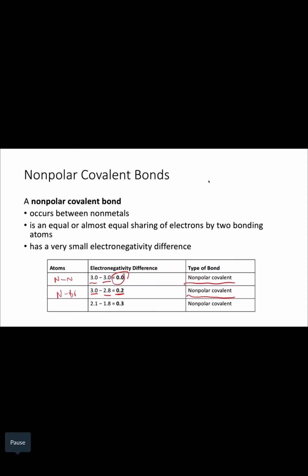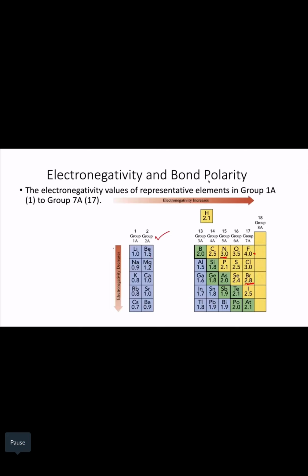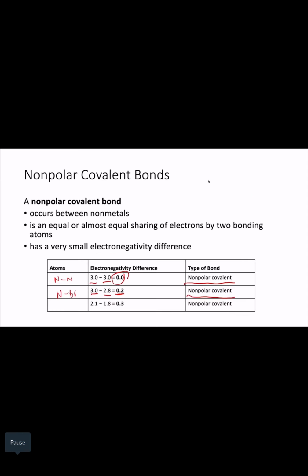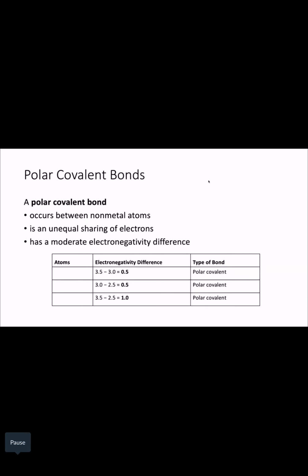Here we have another example, 2.1 for phosphorus and 1.8 for silicon. If we look at this particular one, phosphorus and silicon, subtracting gives 0.3. It's still nonpolar covalent. Let me go over some examples where we start seeing what we call polarity, where the difference is going to be different.